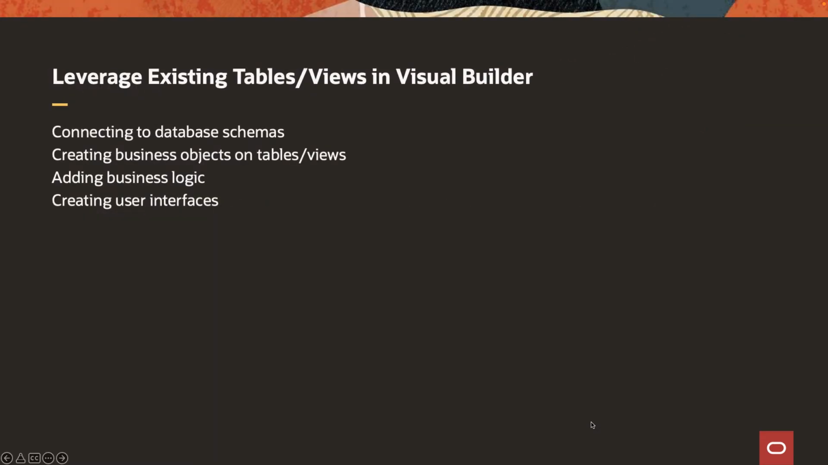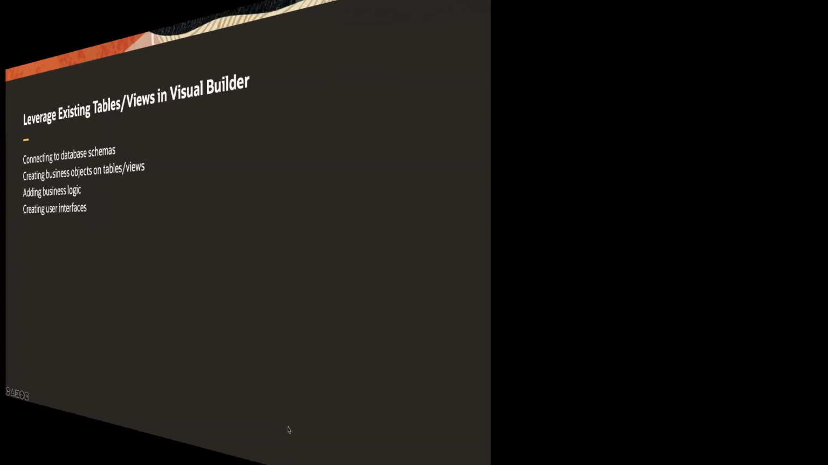In this demonstration, we'll show you how to leverage existing tables and views in an Oracle database in a new application that you're creating in Visual Builder. We'll show you how to connect to the database schemas, how to pick up tables and views that you want to expose in your application, how to create the REST interface on top of them and add your own business logic to the business object, and how simple it is to create the user interface to interact with those business objects, providing you with a full set of CRUD operations on the data.